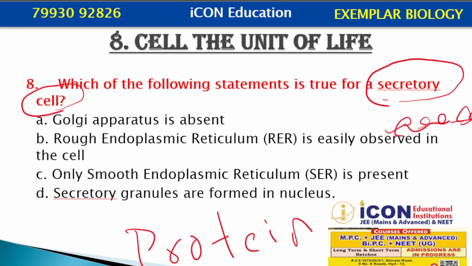So when you understand the function of secretory cell, then it will be easy for you to select the option. Secretory cells are the primary site for synthesizing, folding and modifying proteins, such as the digestive enzymes and hormones. So option B is correct. Rough endoplasmic reticulum is easily observed in the cell. So option 2 is correct.